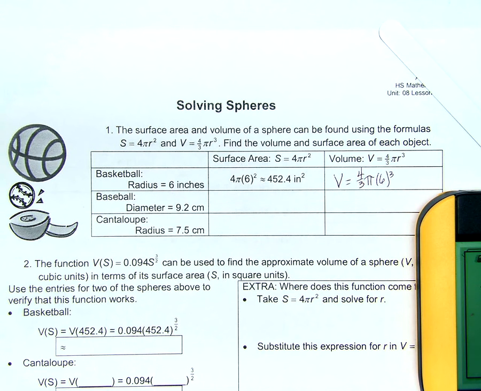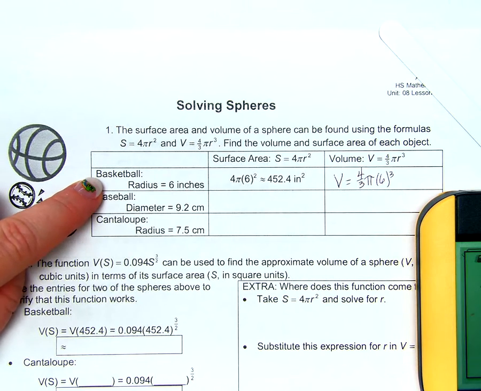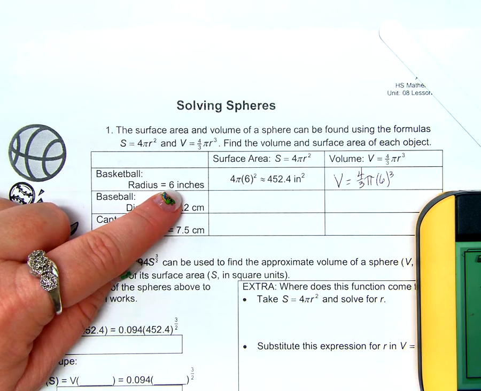The surface area and volume of a sphere can be found using the formulas S equals 4 pi r squared and V equals 4/3 pi r cubed for surface area and volume. Find the volume and surface area of each object. Okay, so for our basketball, we have a radius of 6 inches.